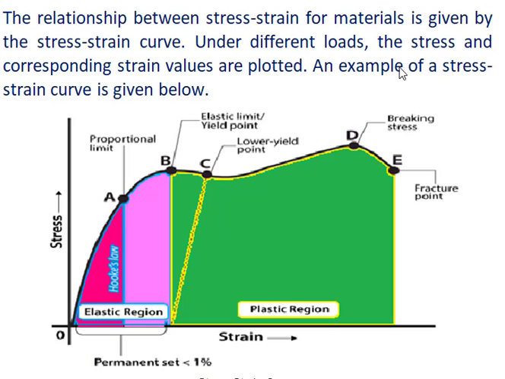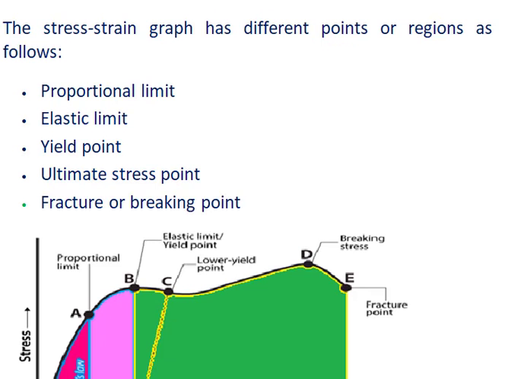Under different loads, the stress and its corresponding strain values are plotted here. The strain is given on the x-axis and the stress applied is given on the y-axis. For different loads, the stress and the strain values are plotted. And the stress-strain graph has different points and different regions: the proportional limit, elastic limit, yield limit, ultimate stress point, fracture and break point.